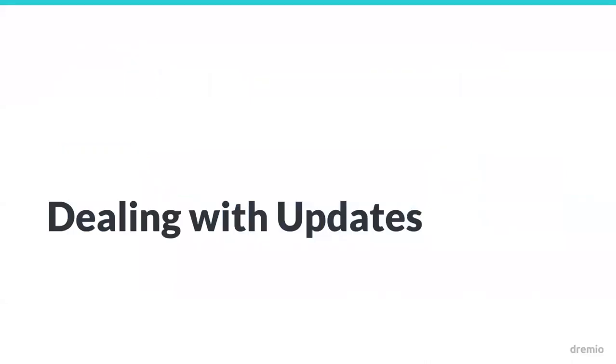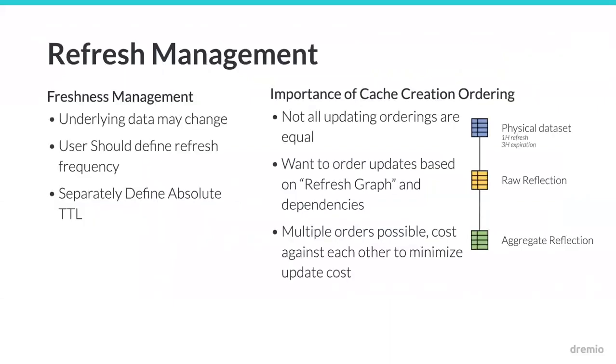All right. Another thing I'd like to go into now is how do we keep these reflections up to date as data is modified or added to the underlying data sources. So first off, we have the refresh management. Okay, so the underlying data may change, and the user or the admin will need to define a refresh frequency for the underlying data. So for a highly changing data source, they would probably want to have a more frequent refresh frequency.